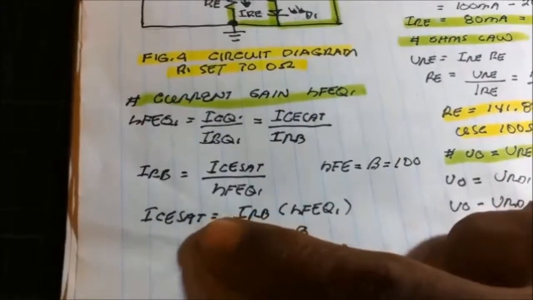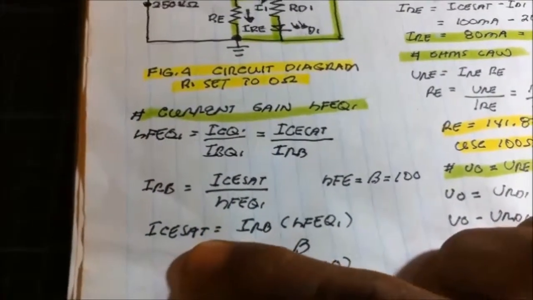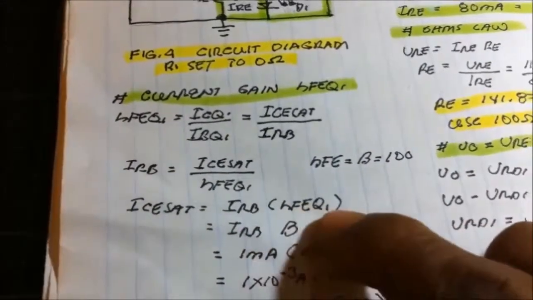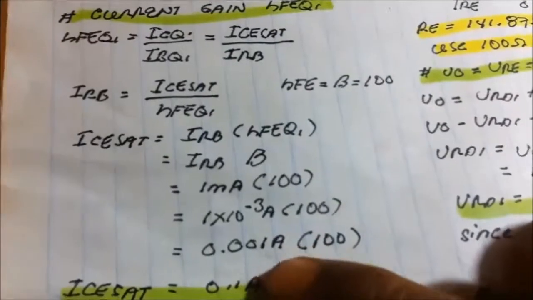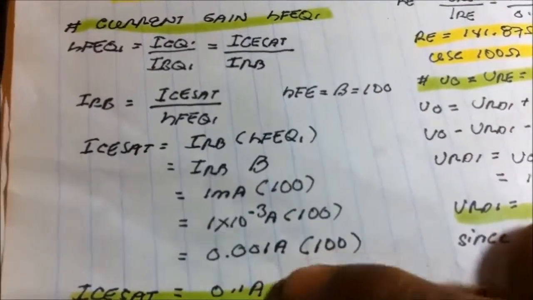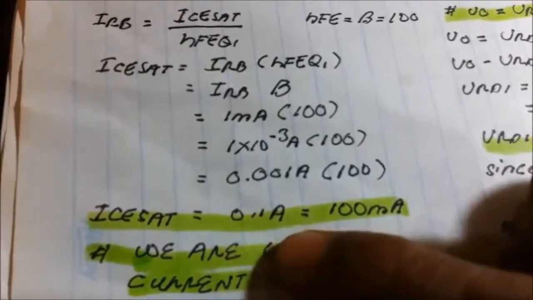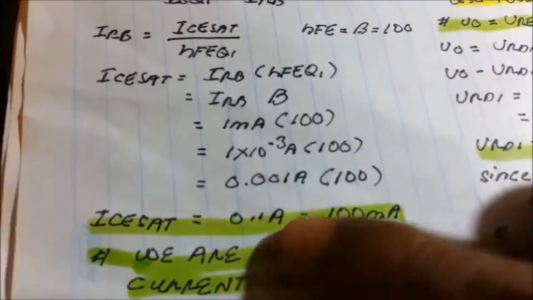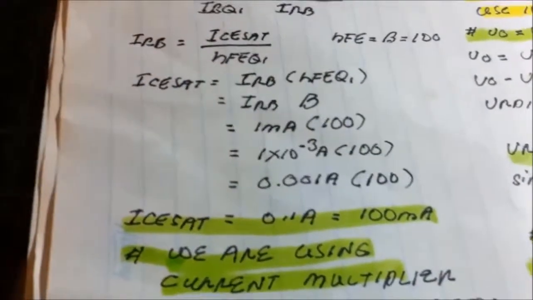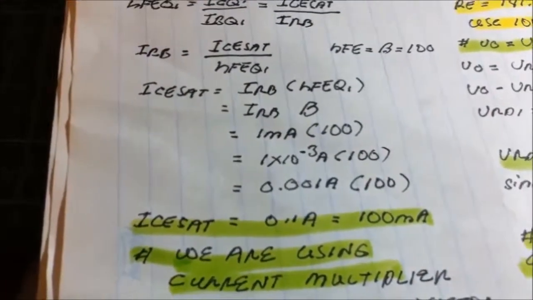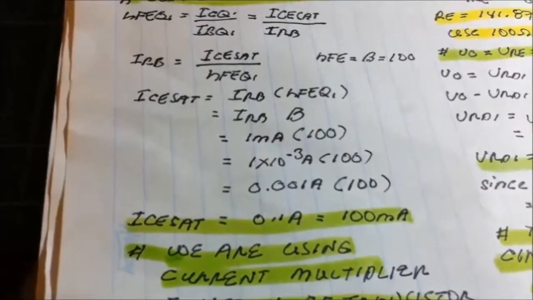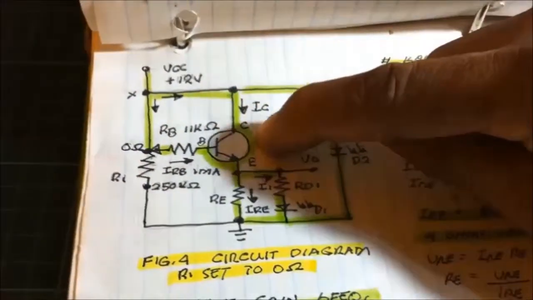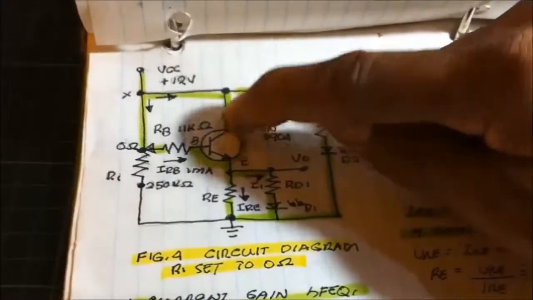Substitution, transposition. IC: since we know the base current is 1 milliamp, we're setting the base current to 1 milliamp and multiplying by the hFE of 100. We get 0.001 ampere times 100, or 0.1 ampere, or 100 milliamperes. That is now the collector current, or the collector-to-emitter saturation current that flows into the collector-emitter, also equal to the collector current.